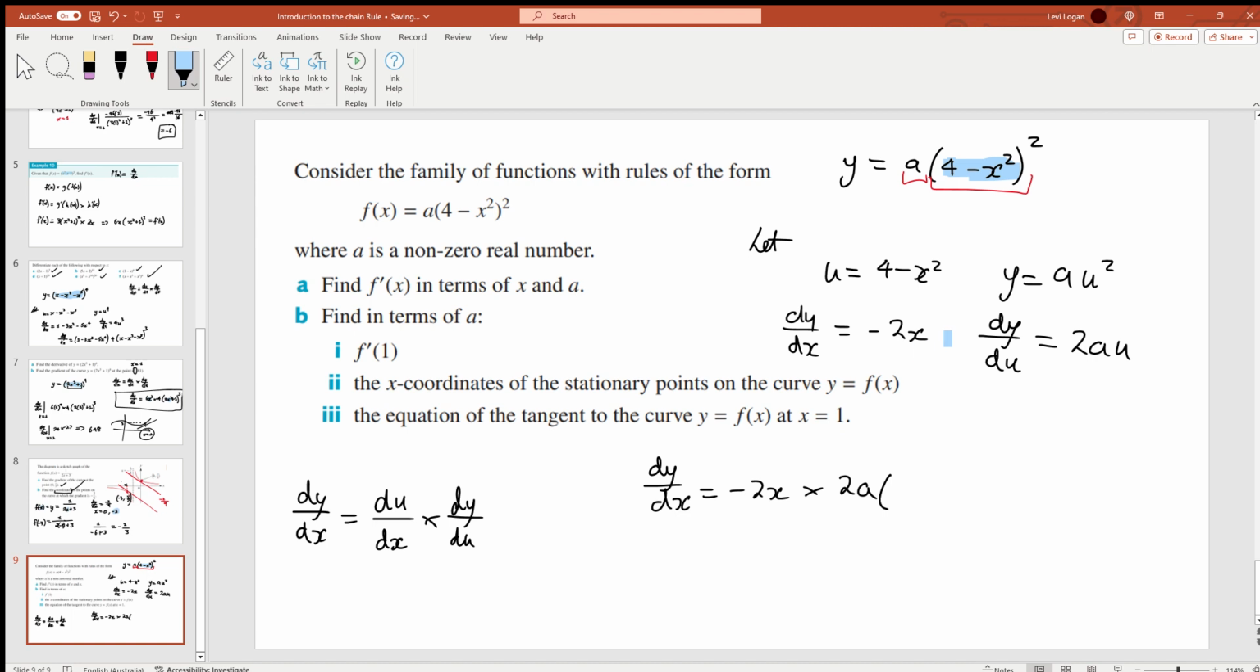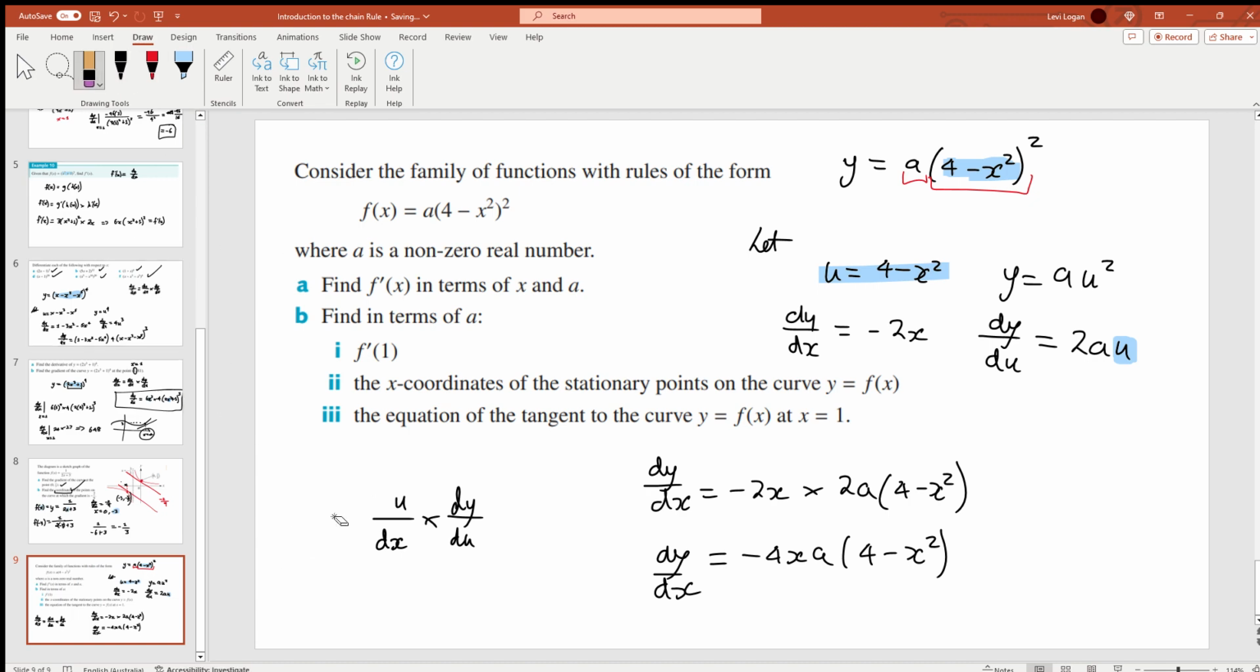Now I can put the u back in here, sorry. So it's going to be 4 minus x squared. So we're going to have, see what we can simplify. So minus 2 times by 2 is going to be minus 4xa brackets 4 minus x squared is dy/dx. In other words, dy/dx is the same as f dash. I just changed the notation pretty much because I could.